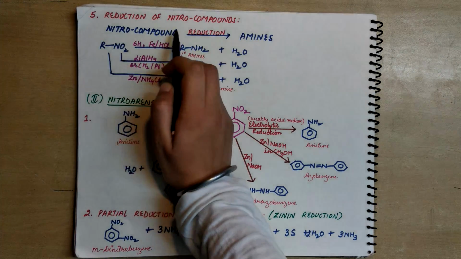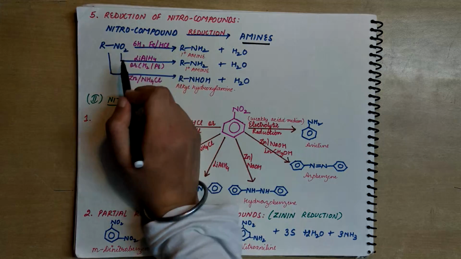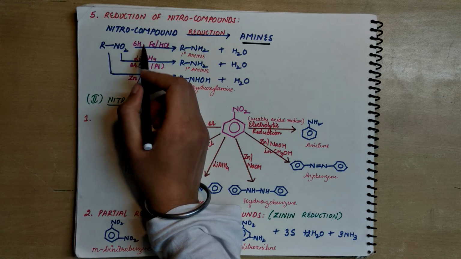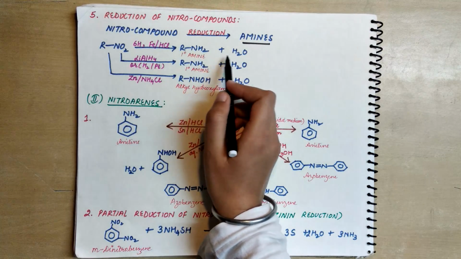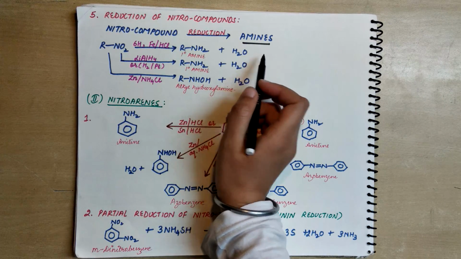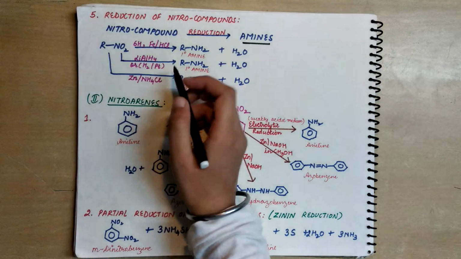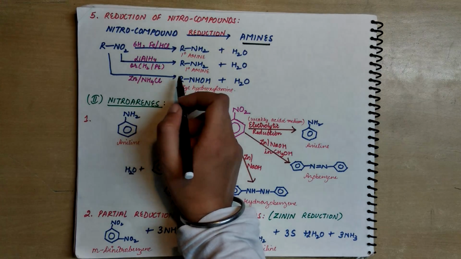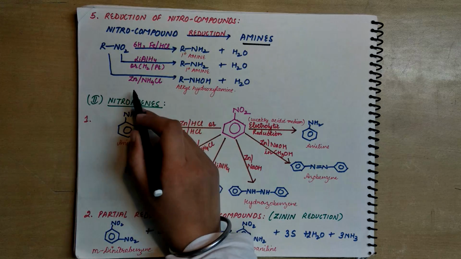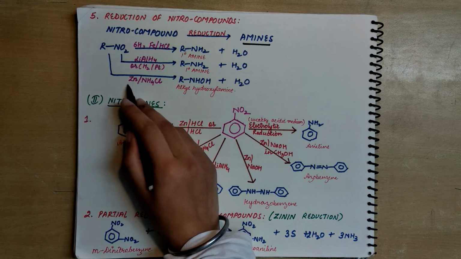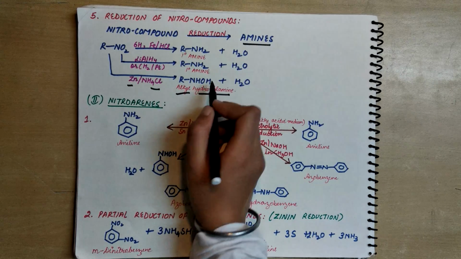The fifth reaction is reduction of nitro compounds. When a nitro compound is reduced, it forms amines. When the reduction is carried out in the presence of hydrogen, iron and HCl, 1 degree amine is formed plus water. When the reaction is carried out in the presence of lithium aluminium hydride or hydrogen and platinum, then 1 degree amine is formed again plus water. But when the reaction is carried out in the presence of zinc and ammonium chloride, then alkyl hydroxylamine is formed plus water.